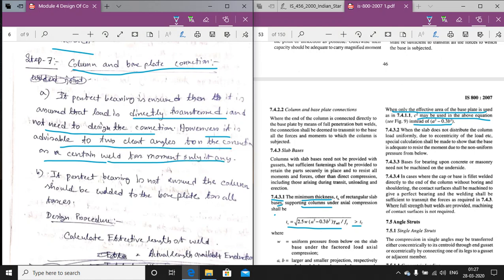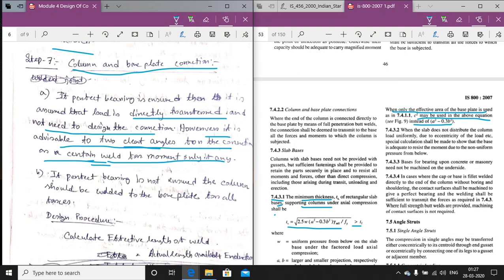So in general, if the load is directly applied and there is proper bearing, there is no need to design the connection, but as a safety measure, two cleat angles of any general size, or if it is a welded connection, a certain weld size has to be provided here.